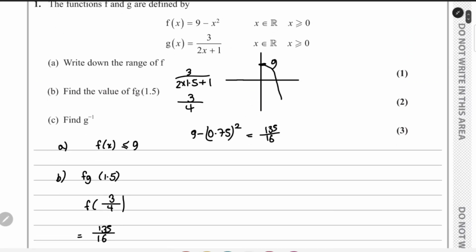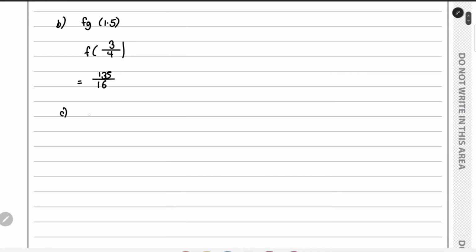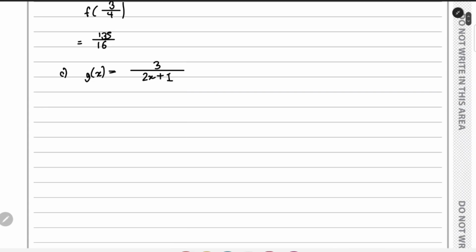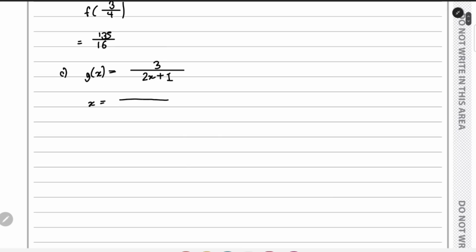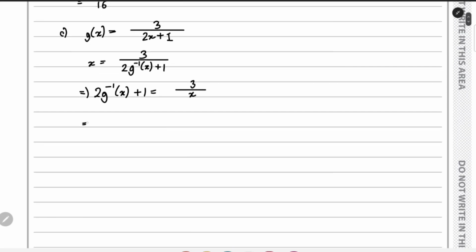Now we have to find g inverse. The function g of x is 3 divided by 2x plus 1. Now if I want to find g inverse x, I'll just replace the x with g inverse x and replace the g of x with x. So x is equal to 3 divided by 2 times g inverse x plus 1. Now I just have to make g inverse x the subject over here. I can move this up there, replace it with x. So 2 times g inverse x plus 1 is equal to 3 by x. I can move the plus 1 to the right. I'll get 2 times g inverse x equal to 3 by x minus 1.